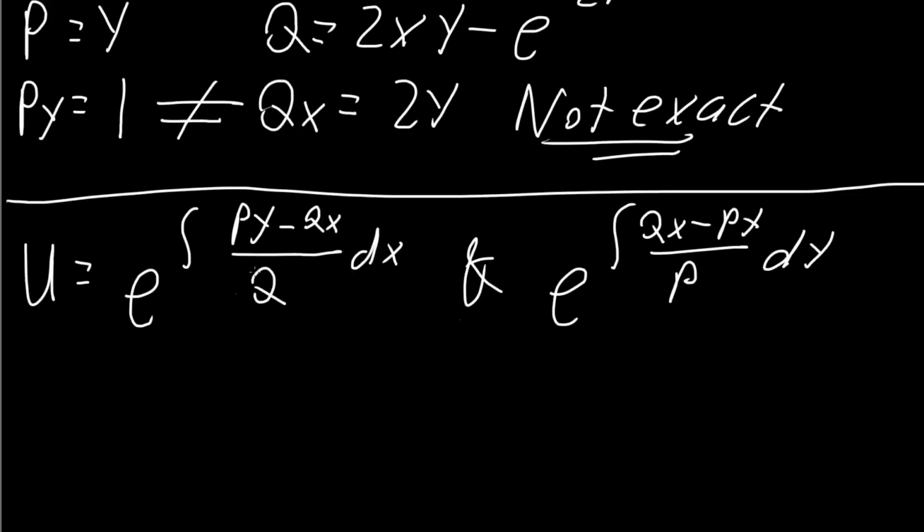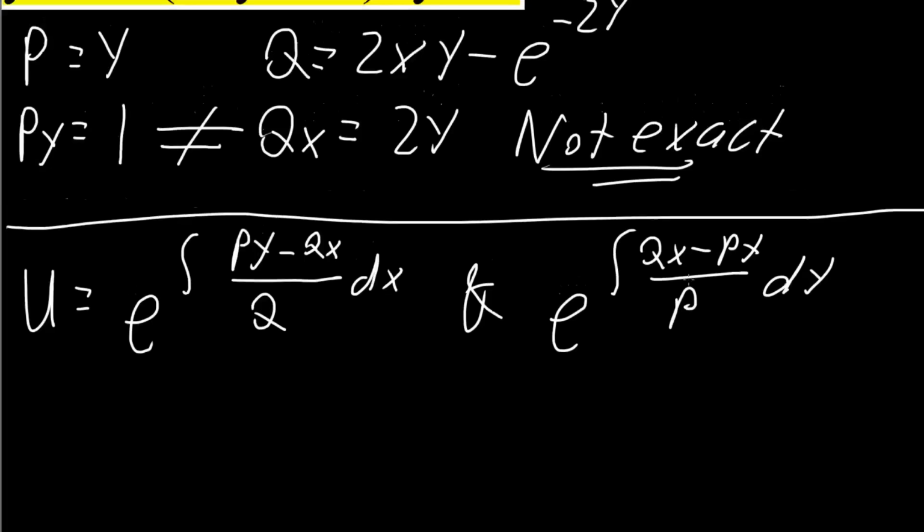And so if you notice, we're dividing by q and we're dividing by p. And q is pretty long, right? But p is pretty short, just y. And so the one that we're going to do is the easiest one, which will be this. Dividing by p is pretty straightforward.